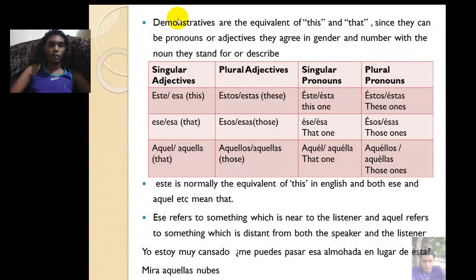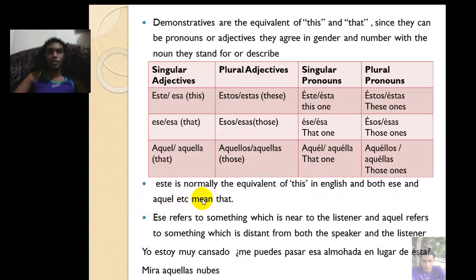Demonstratives. Now, these are very important in everyday speech because we tend to say this and that, as opposed to hand me the bottle, hand me the spoon, etc. So just take a note of these in the table. Este is normally the equivalent of this in English, and both ese and aquel mean that. However, the distinction is drawn where ese refers to something near to the listener and aquel refers to something distant from both the speaker and the listener.